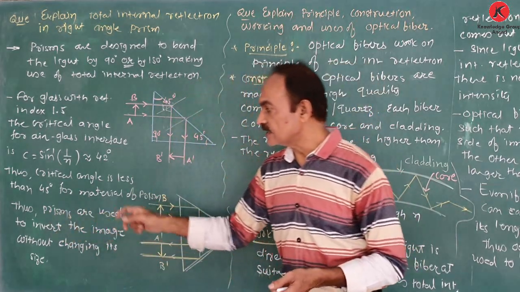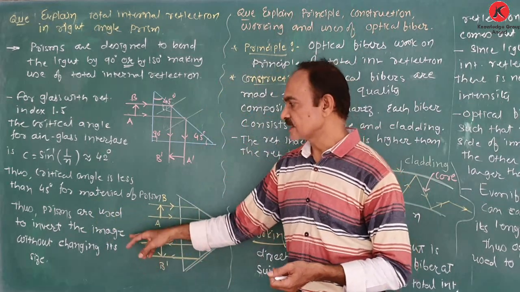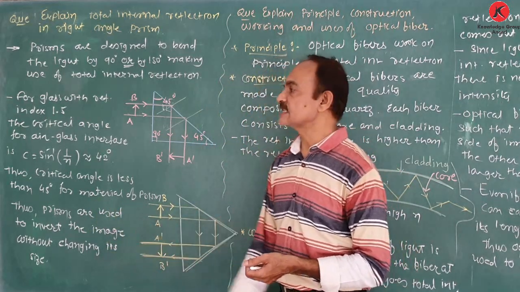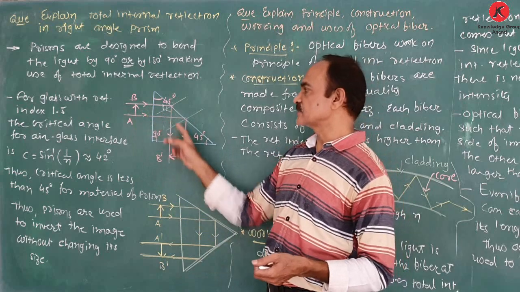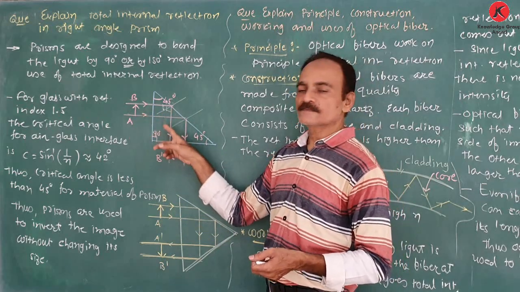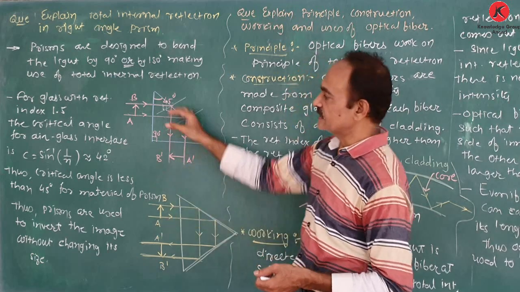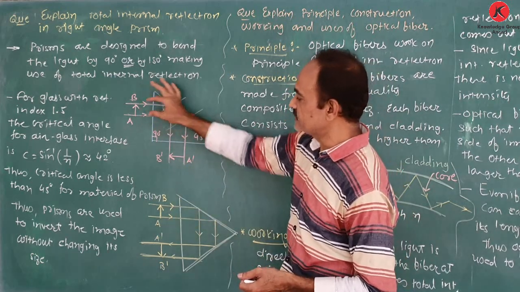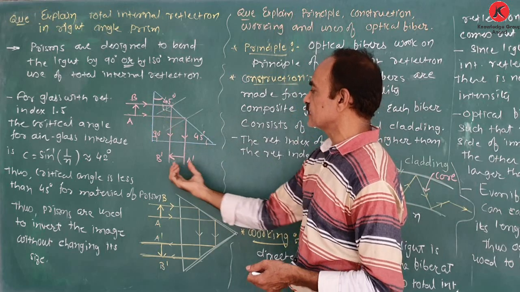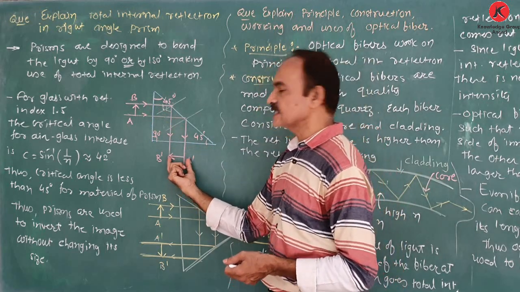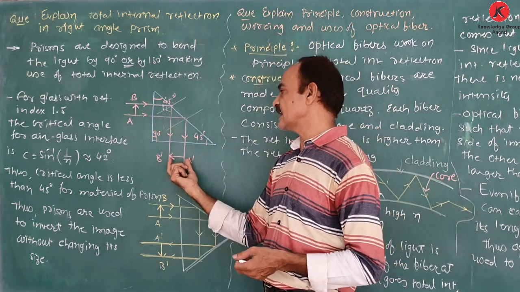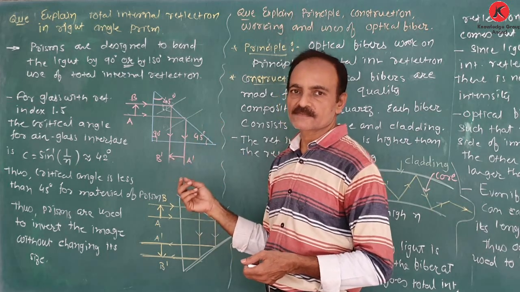Thus, the prism is used to invert the image without changing its size. Here, the prism is used to invert the image of this object without changing its size. Here, the size of AB is the object. Here, the same image having the same size as AB is obtained, that is A dash B dash. Clear?